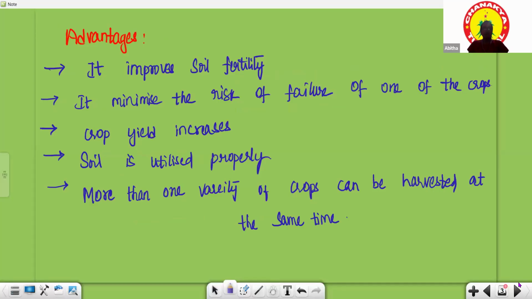Advantages: it improves soil fertility, and it minimizes the risk of failure of one of the crops. Crop yield increases. The soil is utilized properly because you are growing more varieties in the same land, and more than one variety of crops can be harvested at the same time.